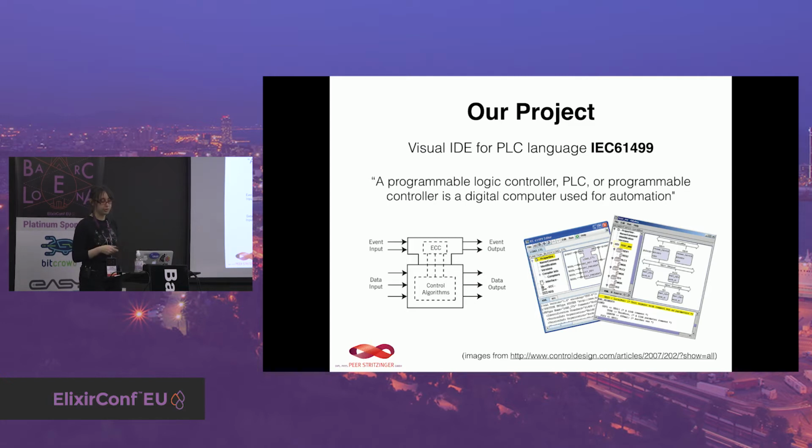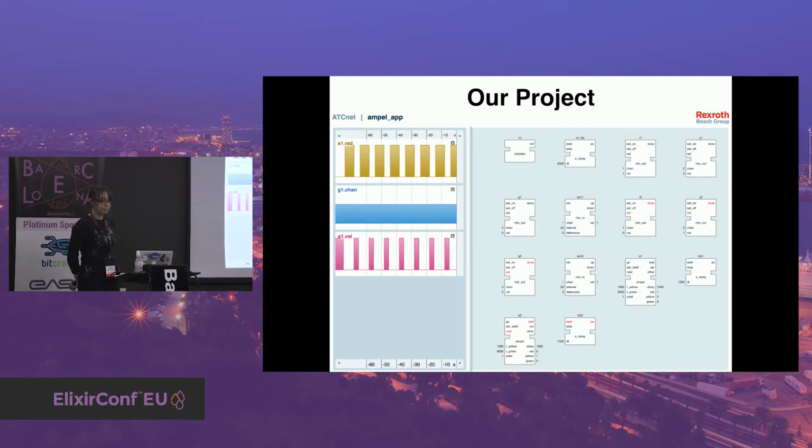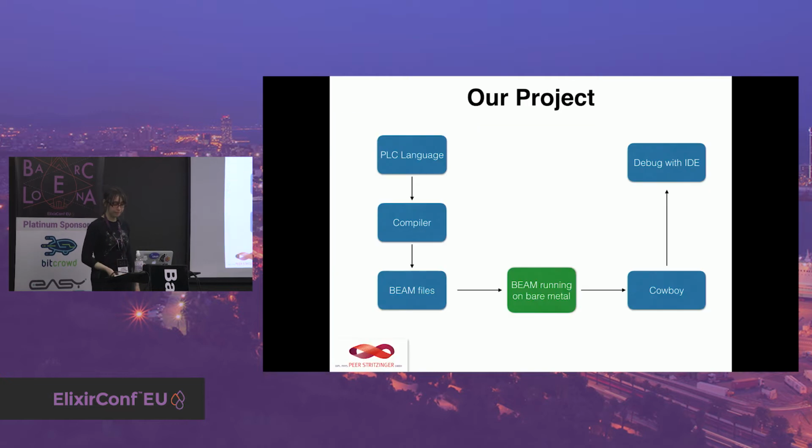But we didn't want to do just another IDE. We wanted to do something more interesting. And we were inspired by Bret Victor's talk, Inventing on Principle, which I totally recommend to everyone. And we ended up with this. So you see on the right, there are the function blocks. And imagine they're connected in graphs. Haven't done that yet. And on the left, there is the history of variables as they changed in the last 60 seconds or so. So you can literally see what your variables are doing.